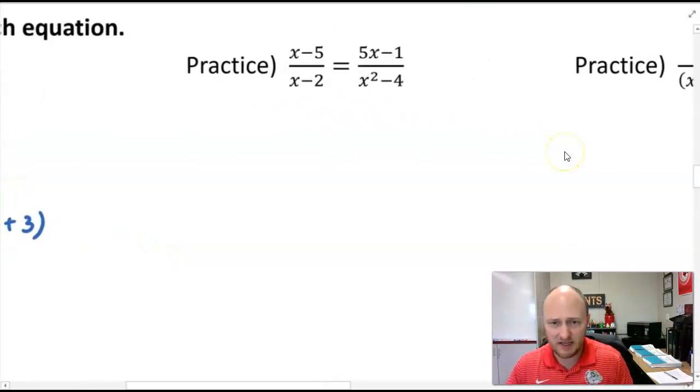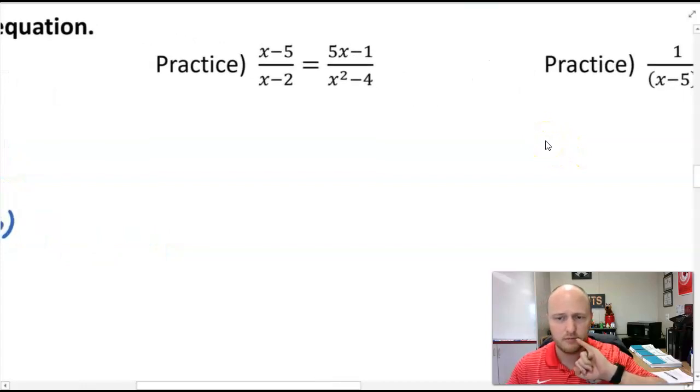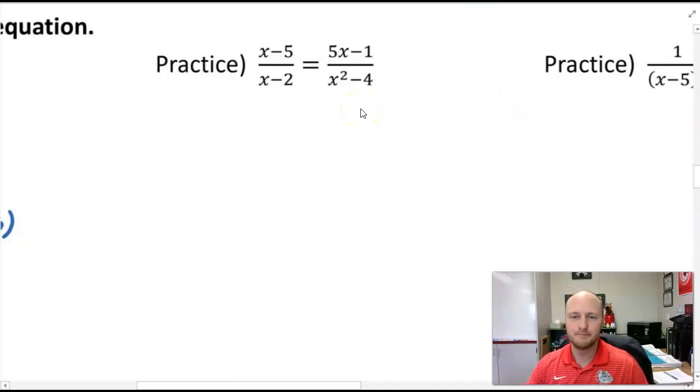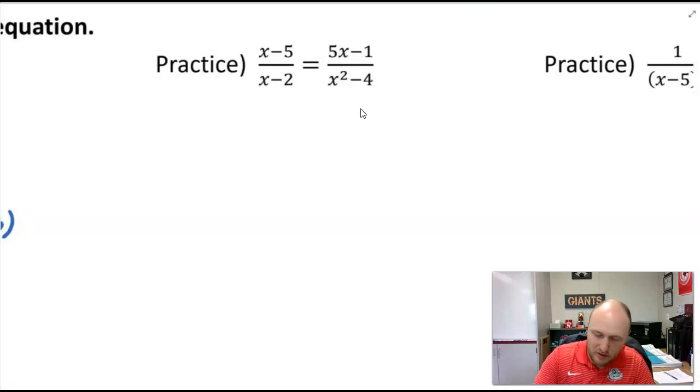Okay, here's example number 2. I call this practice problem number 2. Okay, try this. Pause me. All right, thanks for trying this example.